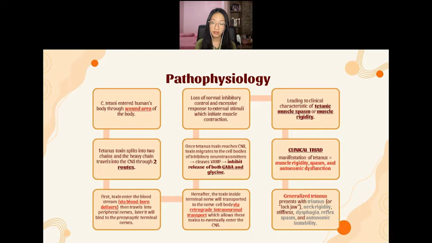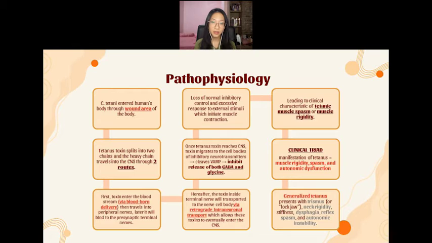Once the tetanus toxin reaches the spinal cord and brainstem, the toxin migrates to the cell bodies of inhibitory neurons, cleaves VAMP, and results in inhibited release of both gamma-aminobutyric acid and glycine, which normally serve as skeletal muscle inhibitors. This causes loss of normal inhibitory control and excessive response to external stimuli, which initiates muscle contraction and thus leads to the clinical characteristic of tetanic muscle spasm or muscle rigidity.